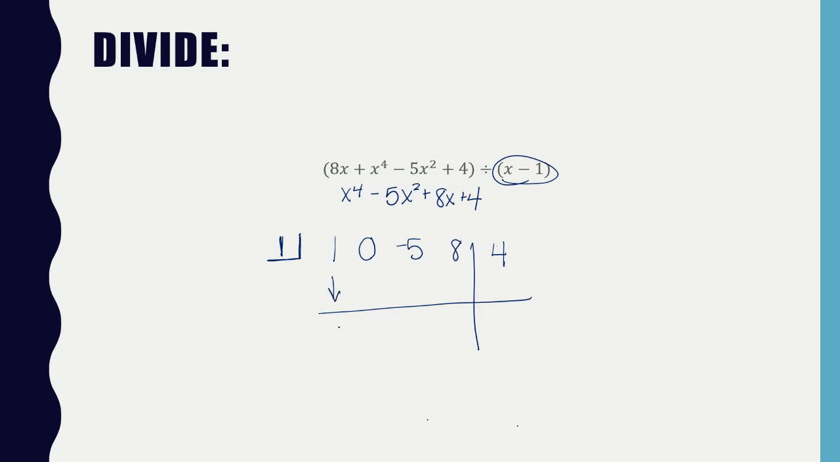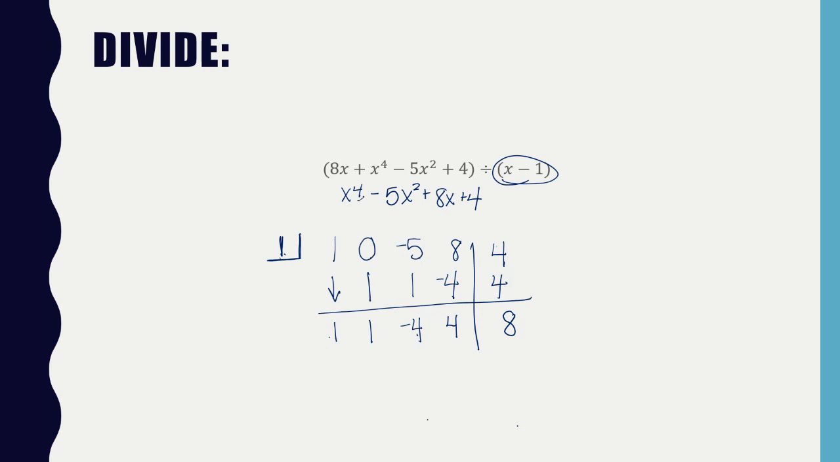Let's bring down the first term, 1. Now I'm going to multiply. 1 times 1 is 1. Then I'm going to add my column. 0 plus 1 is 1. Multiply again. 1 times 1 is 1. Add the column. -5 plus 1 is -4. Multiply 1 times -4 is -4. Add the column. 8 plus -4 is 4. 1 times 4 is 4. Add that column and I get 8. So I have a remainder on this one as well.